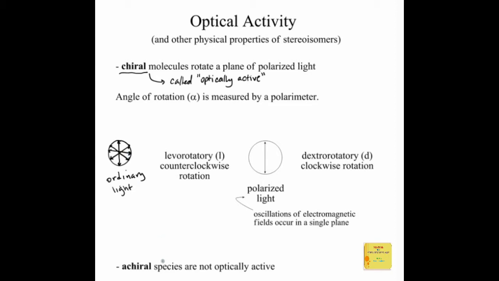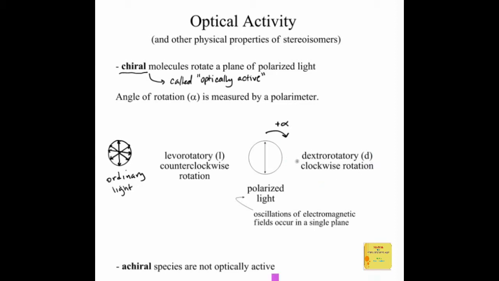And what a polarimeter does is it filters that out so that all you see is a single plane of oscillations of the electromagnetic field. So we can show it like this. Now if you take this polarized light and you pass it through a chiral sample, that plane is going to rotate, and it's going to rotate one way or the other. If it rotates in this direction, we describe that as having a positive angle, so maybe plus 10 degrees or 20 degrees or 90 degrees.